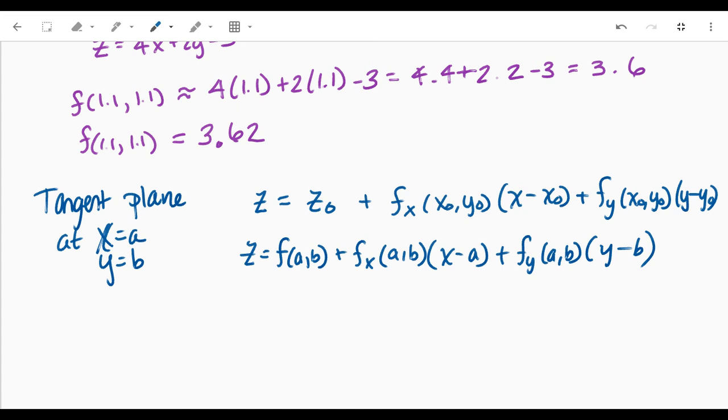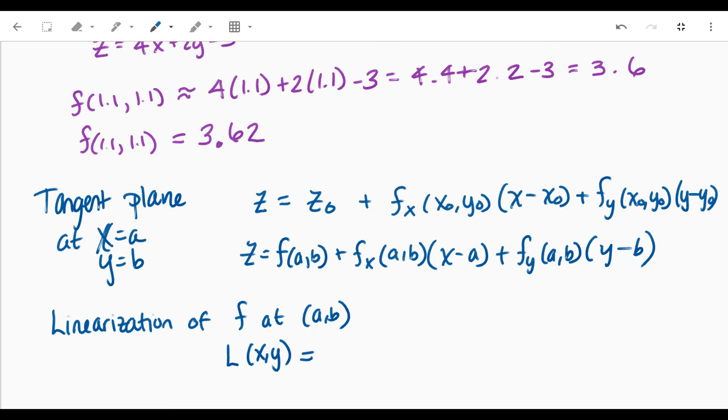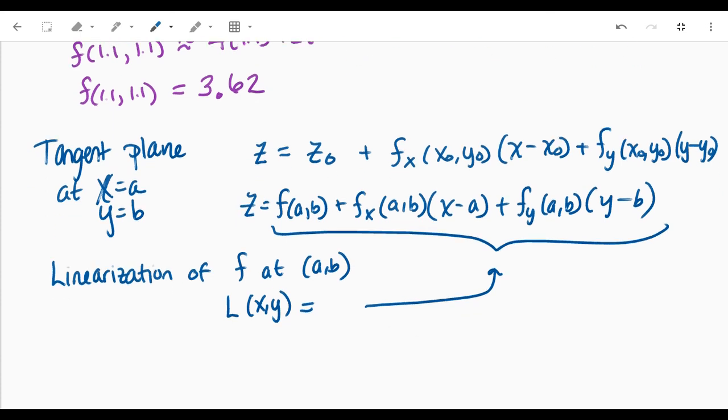It's the same thing, right? We can call it the tangent plane. We also call it the linearization of f at a b. And so you might see it as L of x y equals all of that. Okay, we call it linearization even though it's a plane. We're still using the concept of lines there, two lines in the plane together. And we might call it the linear approximation, or the tangent plane approximation.